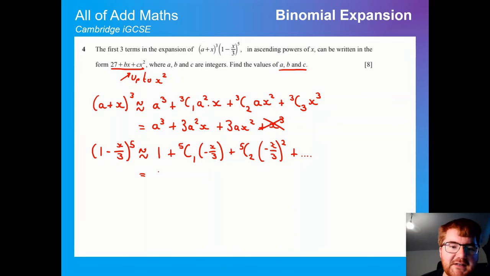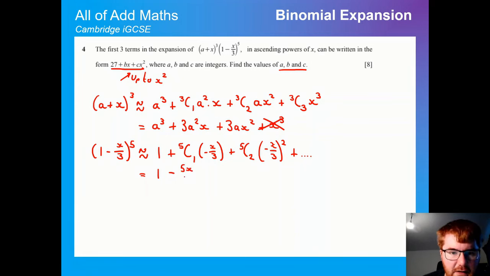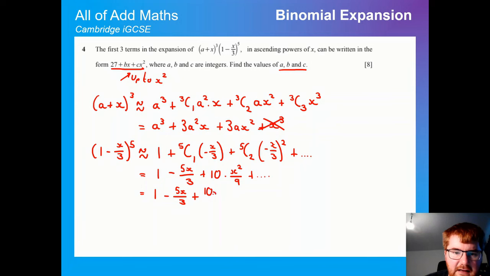So all I need to do is work this part out, so 1. Now 5 choose 1 is just equal to 5, so we get 5 times minus x over 3. So let's change the symbol here to a minus. So we get minus 5x over 3. Now 5 choose 2, that's going to be equal to 10. So we're going to have 10. Now if we square this bracket, remember it becomes positive, so that's really important. So we're going to get x squared over 9. x over 3 times x over 3 is x squared over 9. Again, the rest of the terms don't matter. And let's simplify this down. So 1 minus 5x over 3 plus 10x squared over 9. So that's the approximations I need for both of these terms expanded.